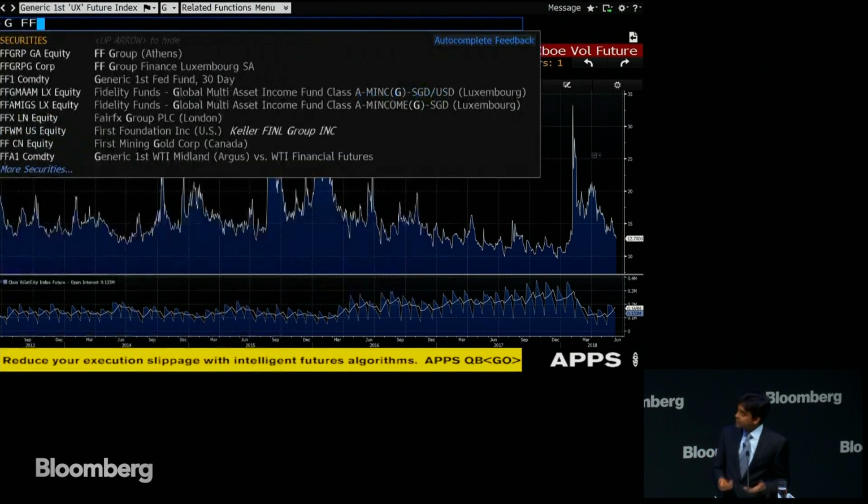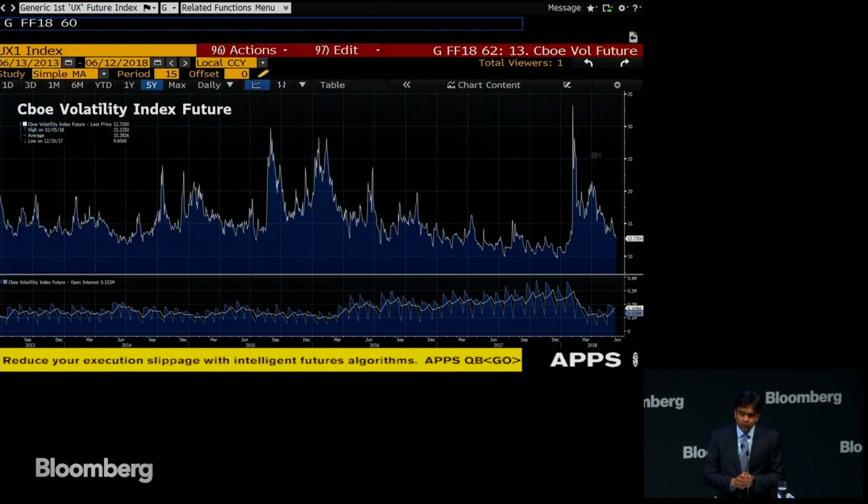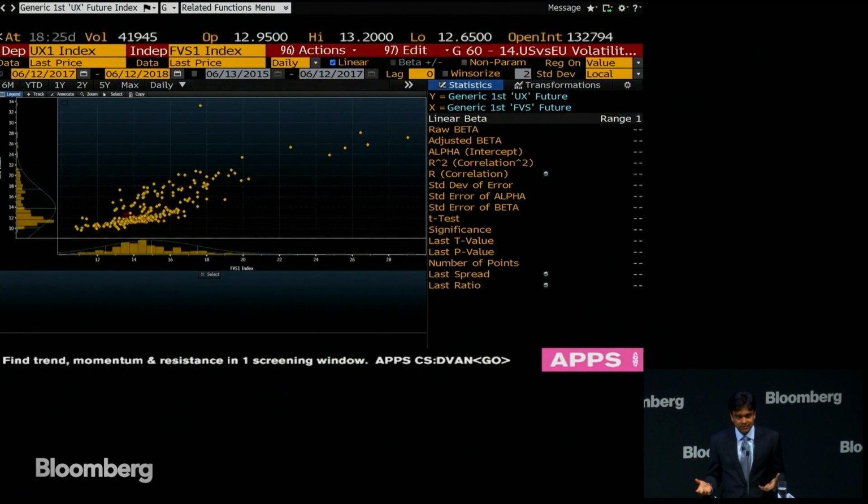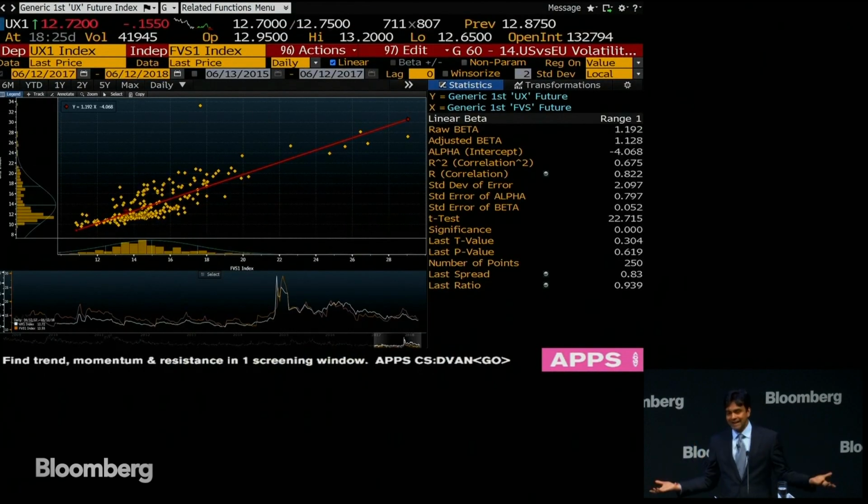The next chart is a regression analysis on the volatility across the Atlantic. So I've pulled up the volatility future for the VIX in the United States versus the volatility represented by the VSTOXX, or the VSTOXX future, which represents the volatility in Europe. And you notice on the right-hand panel that they have a very high correlation. The R is about 82, right? So they are highly correlated.